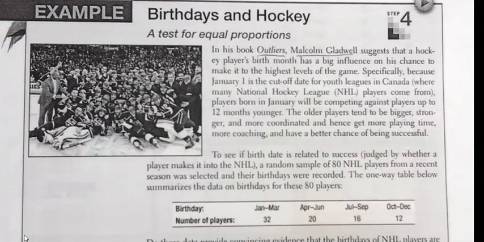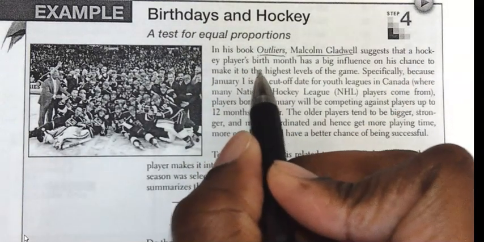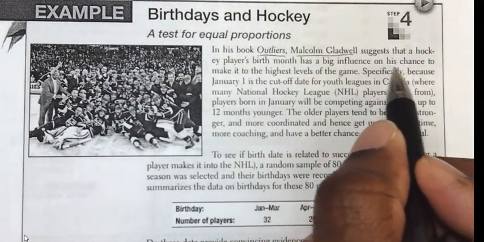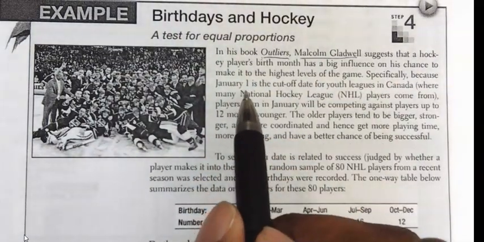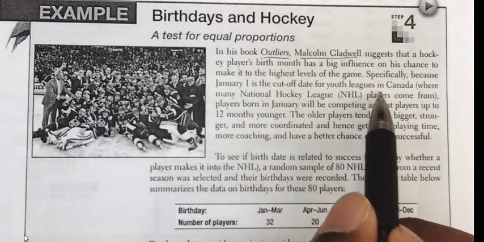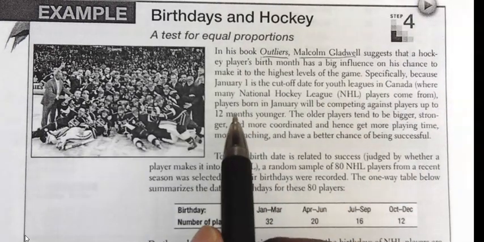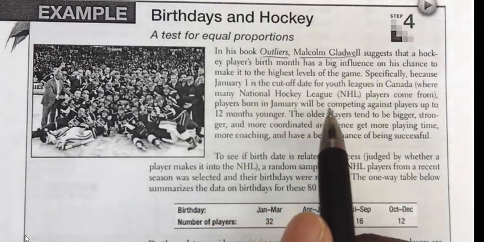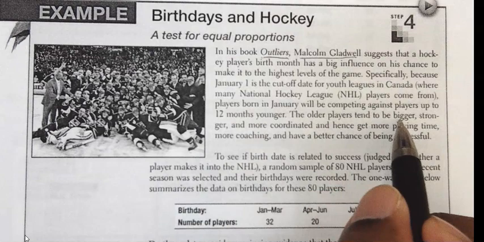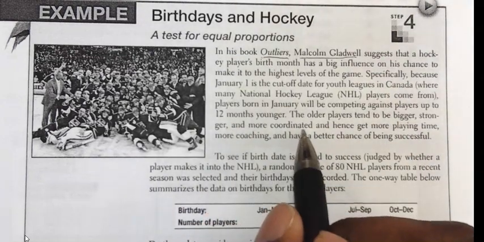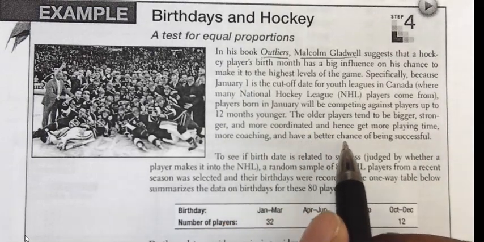It's very interesting. In his book, Outliers, Malcolm Gladwell suggests that a hockey player's birth month has a big influence on his chance of making it to the highest level of the game. Specifically, because January 1st is the cutoff date for youth leagues in Canada, where many National Hockey League players are from, players born in January would be competing against players up to 12 months younger than them. The older players tend to be bigger, stronger, and more coordinated, and hence get more playing time, more coaching, and have a better chance of being successful.